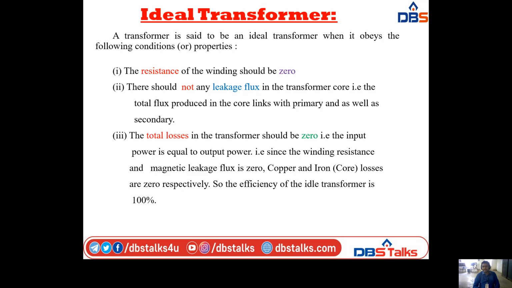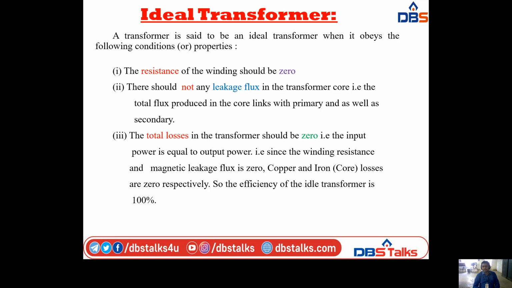And there should not be any leakage flux in the transformer core. Actually in the transformer, we have a leakage flux. But in the ideal transformer, there should not be any leakage flux in the transformer core. That is, the total flux produced in the core links with the primary as well as the secondary.